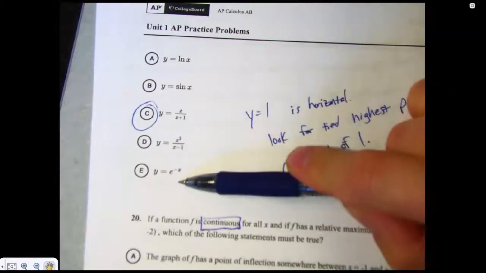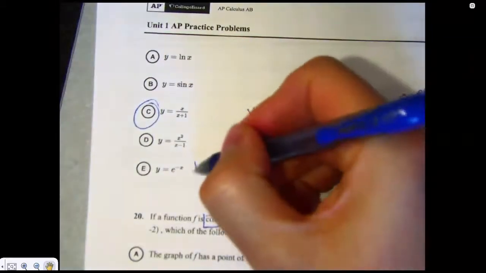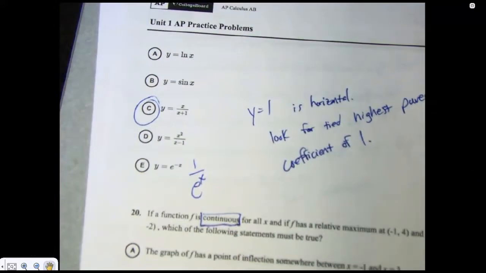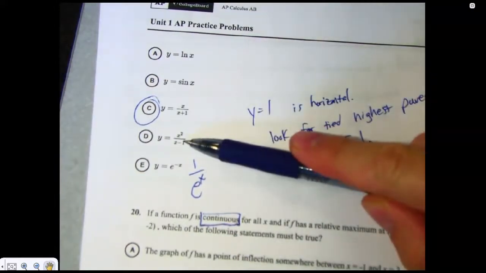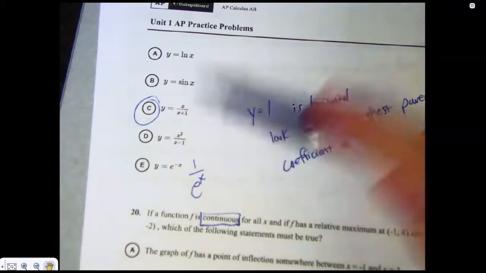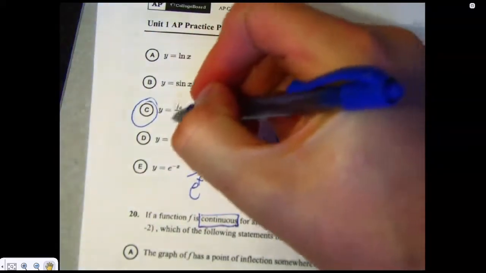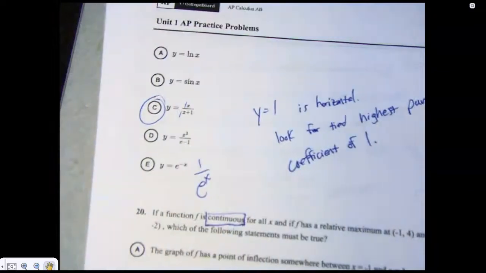Highest power on top. This is actually the highest power on the bottom because it'd be 1 over e to the x. So this limit is 0. This one is positive or negative infinity. And this one is 1 because the highest powers are tied, and if you take those coefficients, 1 divided by 1 gives 1.